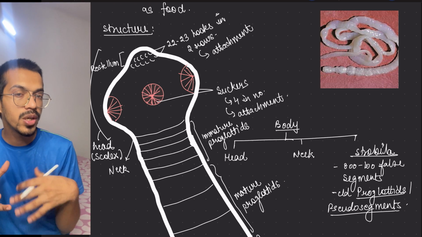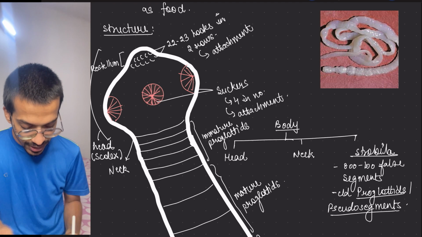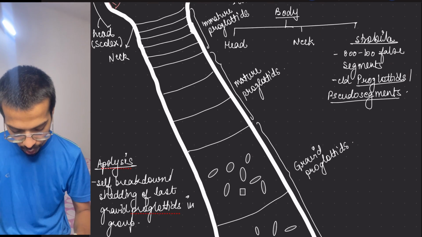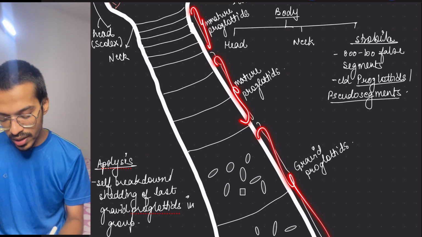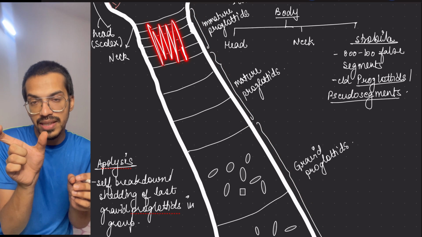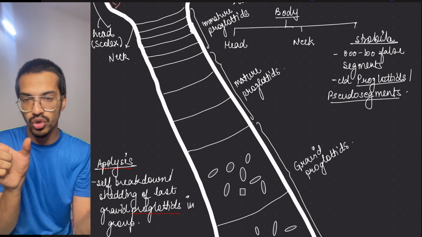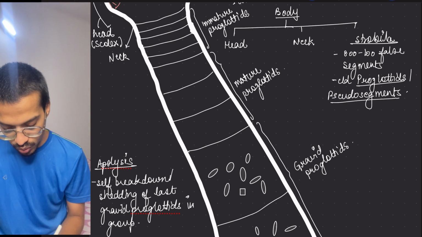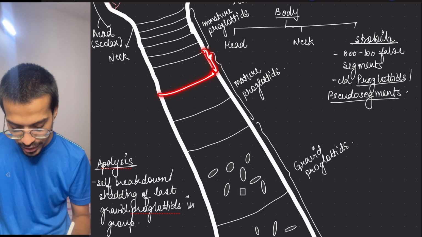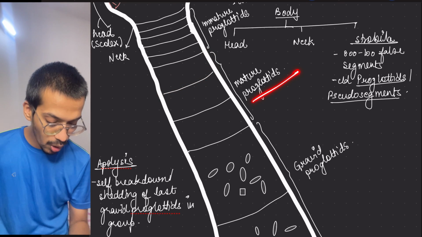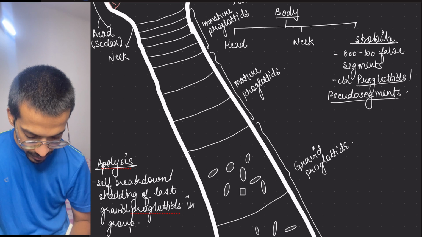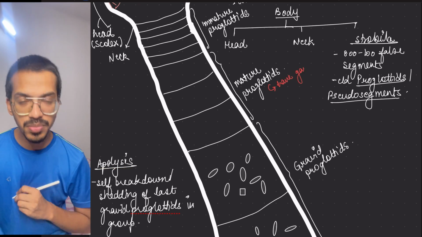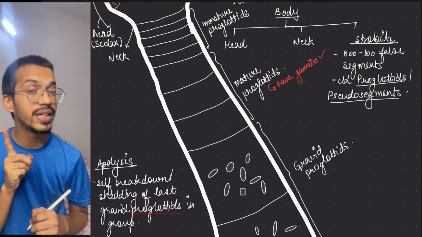Segments over here are called proglottids, and the area where they are present is called the strobila. If you see, there are three different types of proglottids which I have drawn. Initially, the length is there but the breadth is very little. These are the immature proglottids. Then the breadth comes. These are the mature proglottids, which have gametes present. Now the male and female, I told you that Taenia has what?